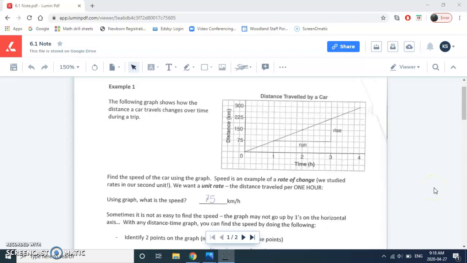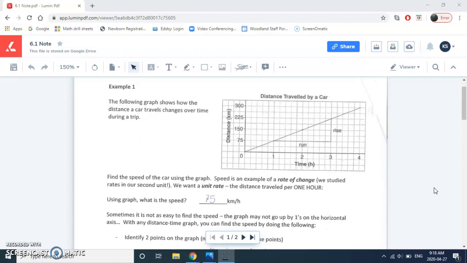Hello class, we're going to be starting our new unit, which is going to be a continuation from our previous unit on graphing. And our first lesson is going to be on rates of change. We're looking specifically at speed today. You will see in your worksheet that there is an experiment.